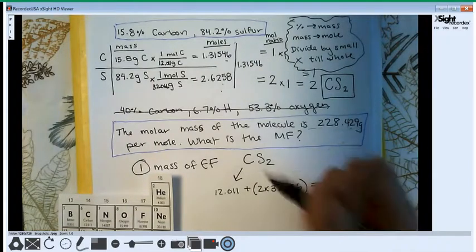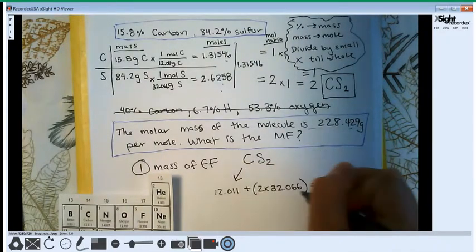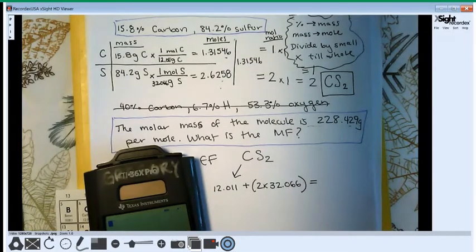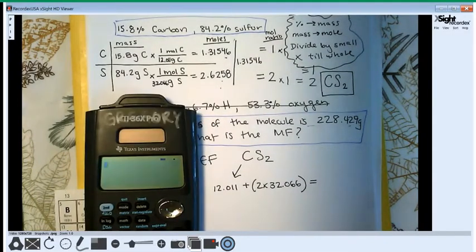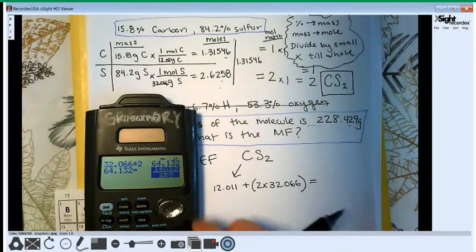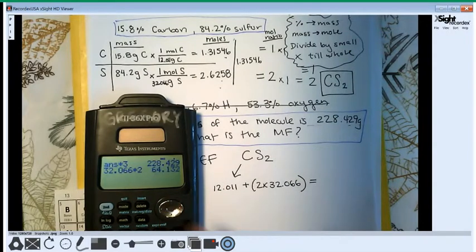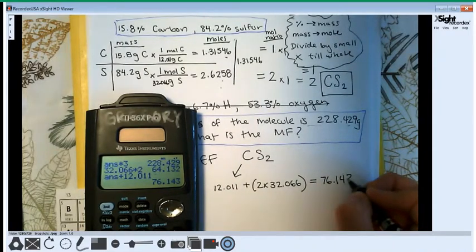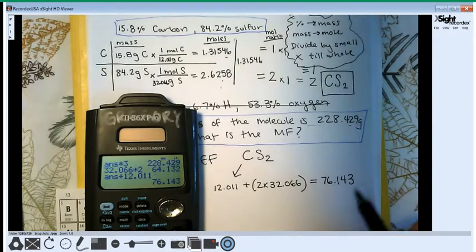And so then you just want to start off by finding the mass of your empirical formula, which is what we're doing right now. So we have 32.066 times 2, plus 12.011, and that gave me 76.143. So what do you notice about the mass of the empirical formula?